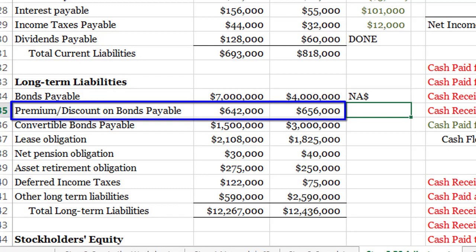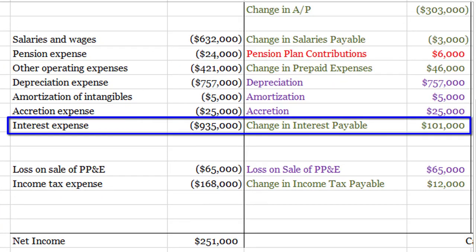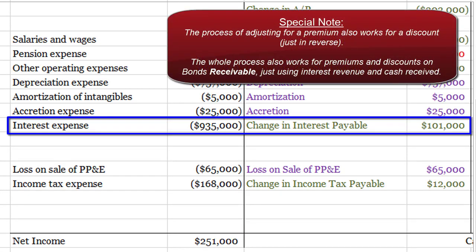Next is the premium and discount. Now, premiums and discounts do affect the cash we receive when we issue a bond. And we did issue one bond, but it didn't have a premium or discount, so I don't have to worry about it for that. But it also affects the relationship between the cash that we pay on a bond payable and the interest that we recognize on a bond payable. So this premium and discount is going to help with this conversion from interest expense into cash paid for interest.